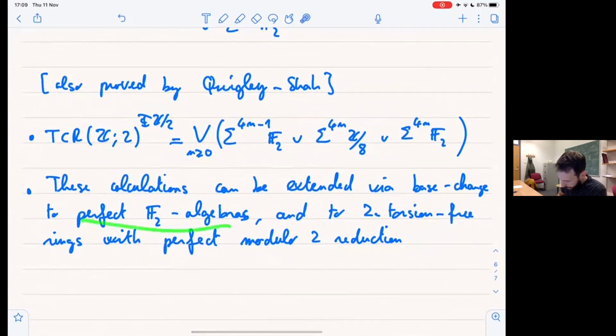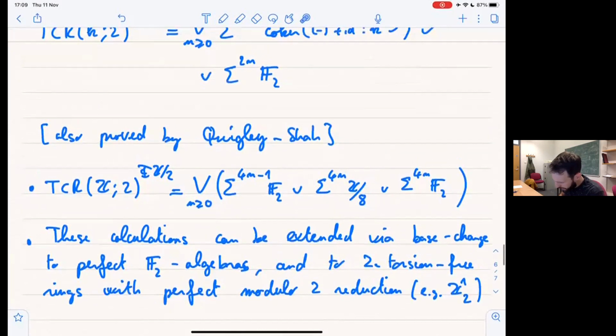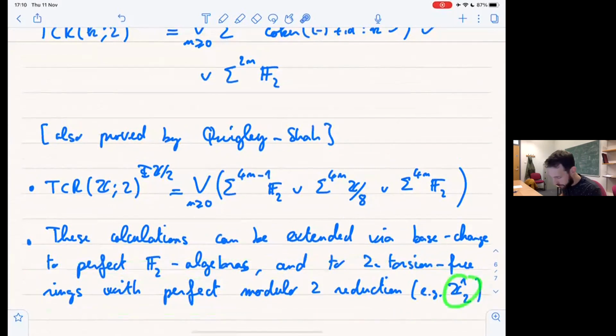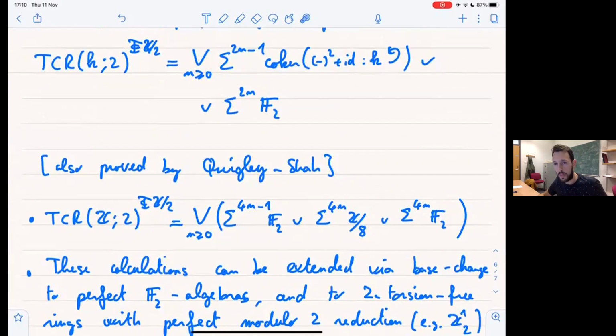Right, so for perfect F2 algebras and for perfect rings which are 2-torsion free, for example, the 2-adics. I'm not sure if you can compute K-groups of perfect F2 algebras that well, possibly, but I think not so much. The 2-adics, yes, but in general, for these 2-torsion-free things with perfect modulo 2 reduction, I don't think so. And the computation really comes out of this equalizer that is just not available for K-theory directly.